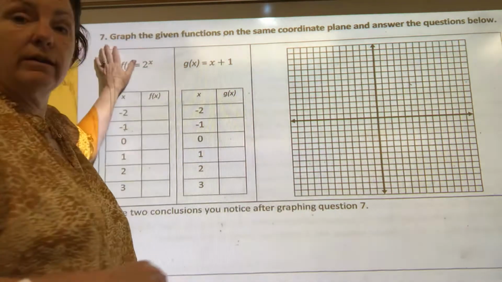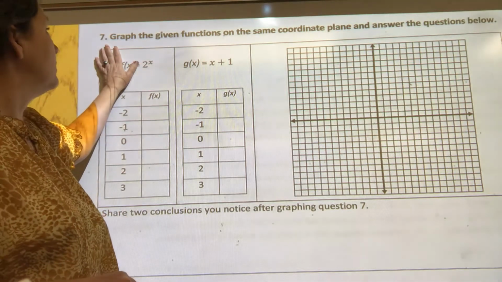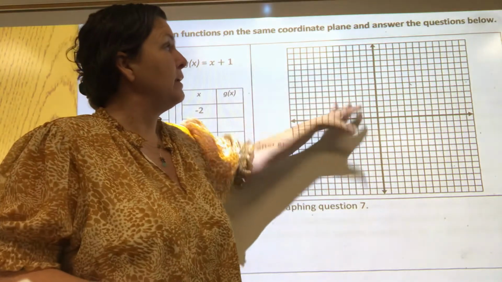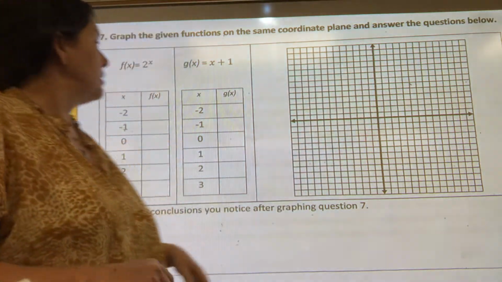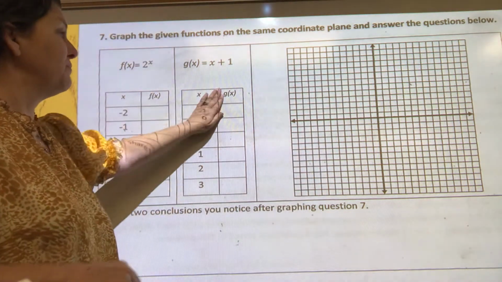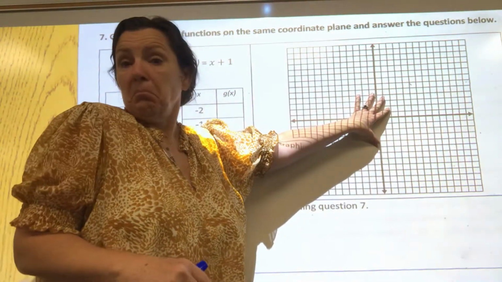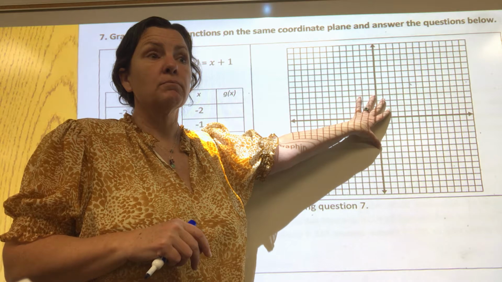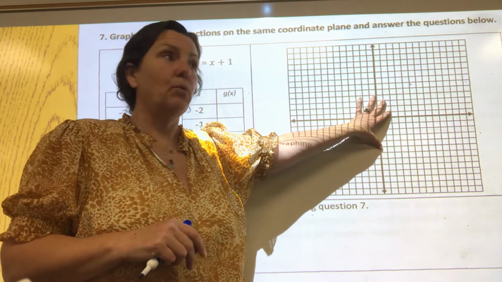We were starting on number 7 on your study guide. So let's give it a read. It says, graph the given functions on the same coordinate plane and answer the questions below. Okay, so we're going to graph both of these things here and kind of recognize some facts maybe. Maybe where do they intersect?